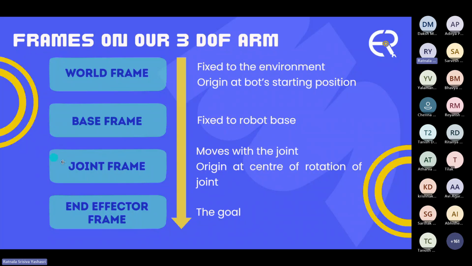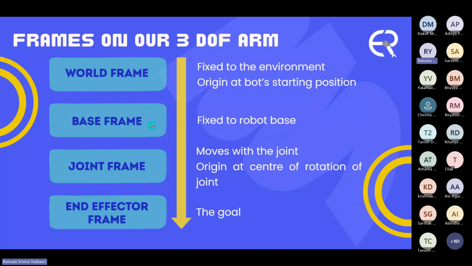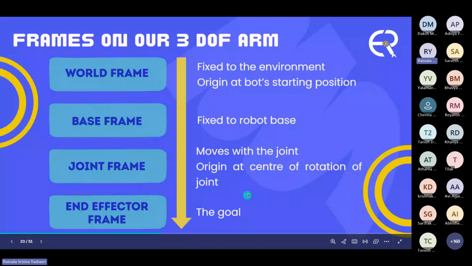And then we have a joint frame. You get 1 per each joint. And this moves along with the joint. Its origin is at the center of rotation of the joint. And then we have the end effector frame. This is attached to the tip of the arm. This is basically the goal. We want to know where this is in world coordinates and we want to control it precisely. So the hierarchy goes world frame, then base, then joint, then end effector frame. And each frame is described relative to its parent. So when we chain them all together, we get the position of our end effector in world space.